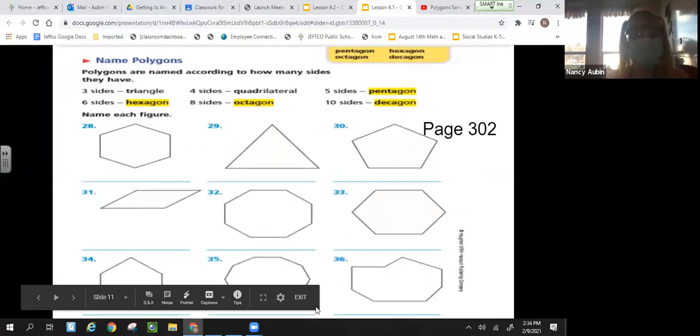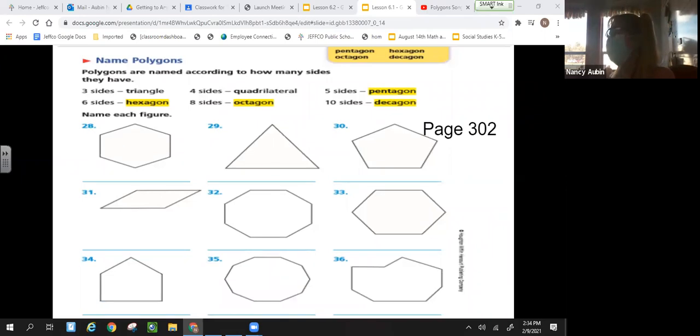All right, so here on page 302, you're going to notice that we have a bunch of pictures of polygons. They're all closed shapes with straight lines. So here at the top, we have the names of the polygons and the number of sides.